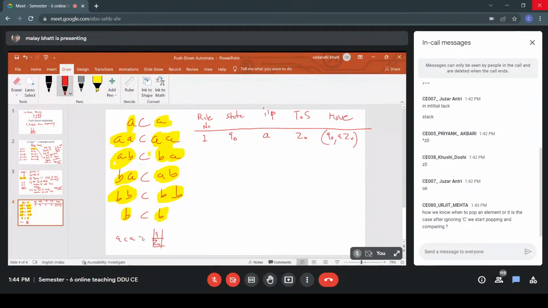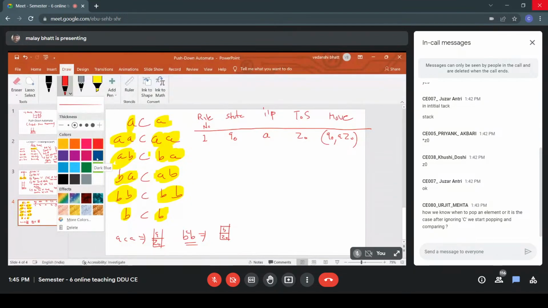If it is ACA, it is true that A is in the input, Z0 is on the top of the stack, and we are pushing A on the stack. Now, if the string is BCB, then what will we write? We require a different rule because our rule will not work. If the first symbol is B, the middle symbol is C and then B. So to handle this BCB string, which is also a valid string, we need another rule.